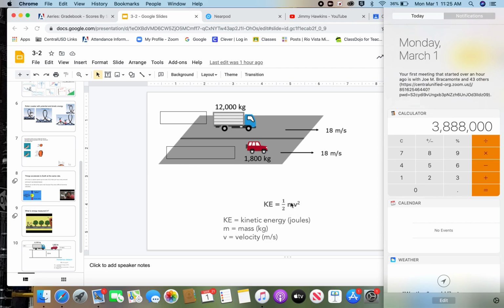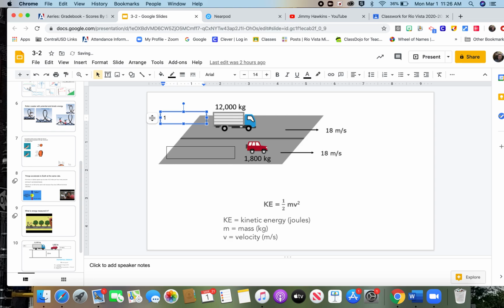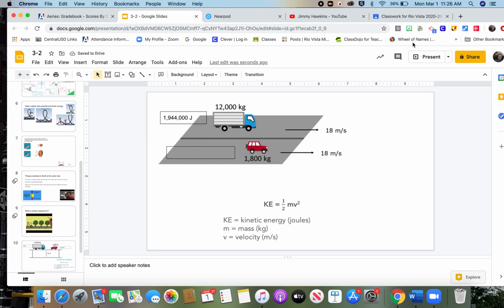And I'm going to take that part of the equation and multiply it by half, and essentially multiplying by half just means that we're going to divide it by 2. So let's go ahead and divide it by 2. And there's my answer. So the kinetic energy of this truck is going to be 1,944,000. So let me type that in here. 1,944,000 joules.